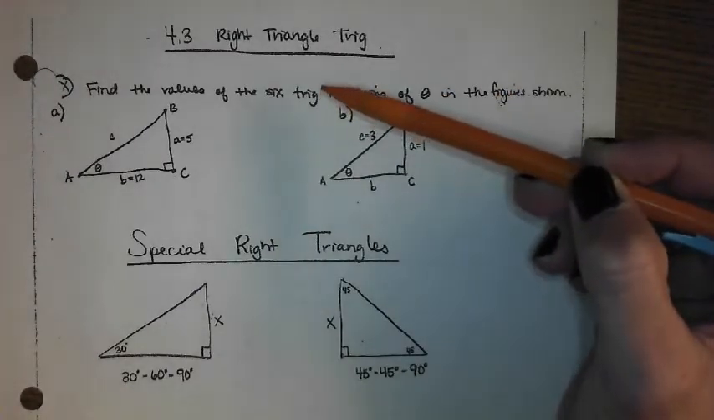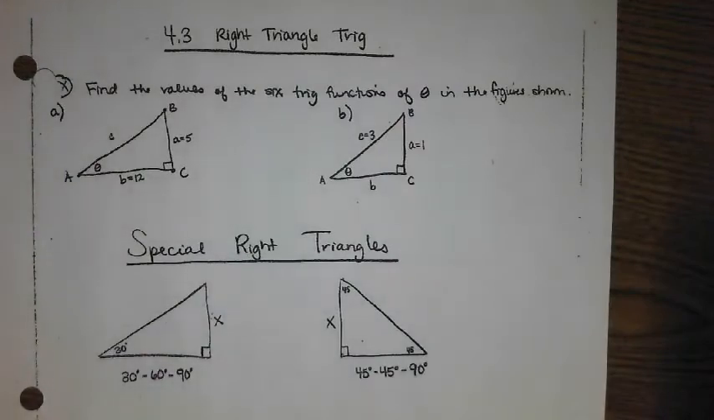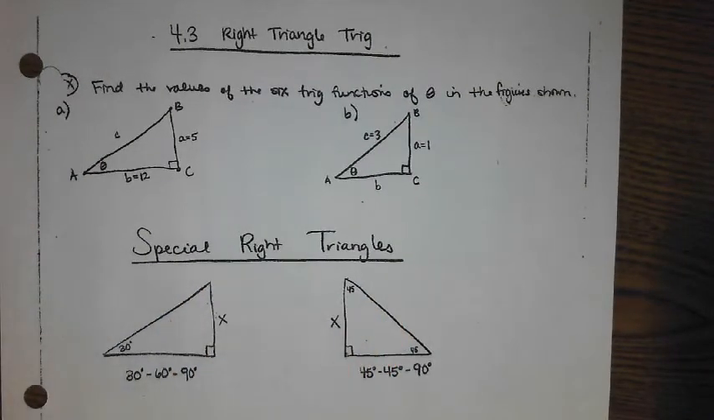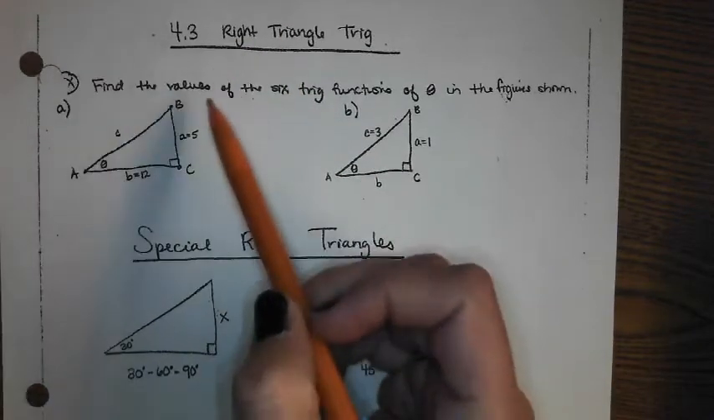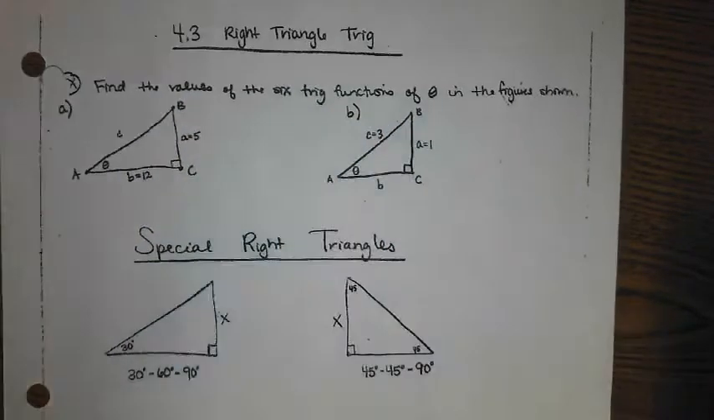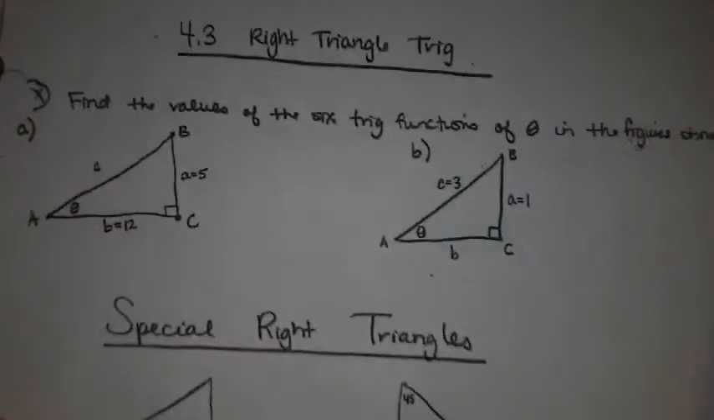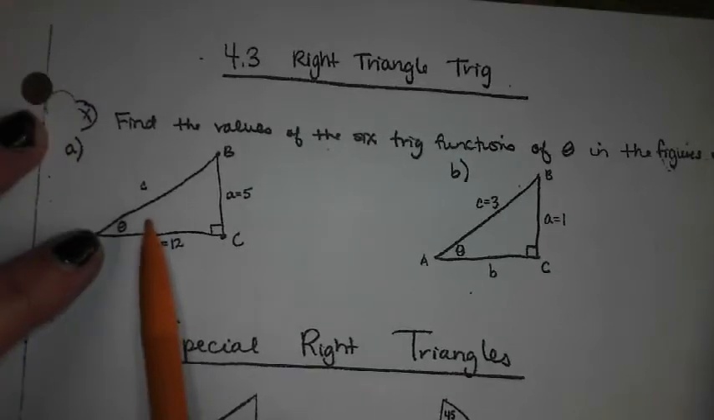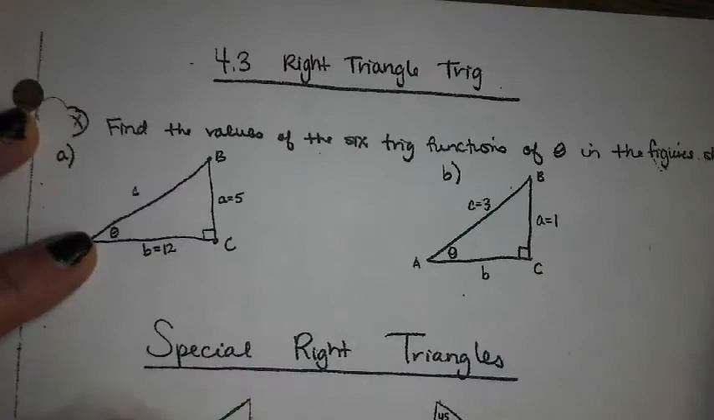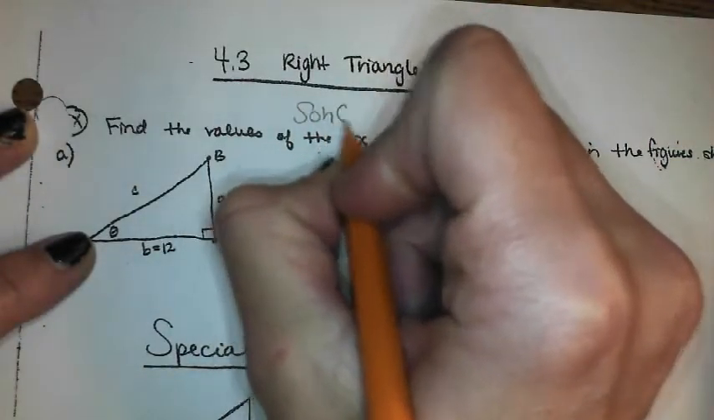So, right triangle trig is going to capitalize on special right triangle stuff, which you have not seen since you were in 9th grade. First and foremost, we have find the values of the 6 trig functions of theta in a given figure. This is very basic geometry stuff. You'll be able to do this just by SOHCAHTOA. So this whole first section is SOHCAHTOA, although we do need to find the missing side.